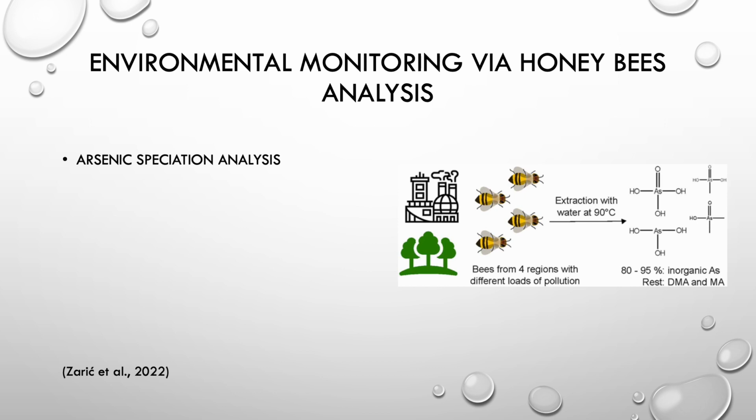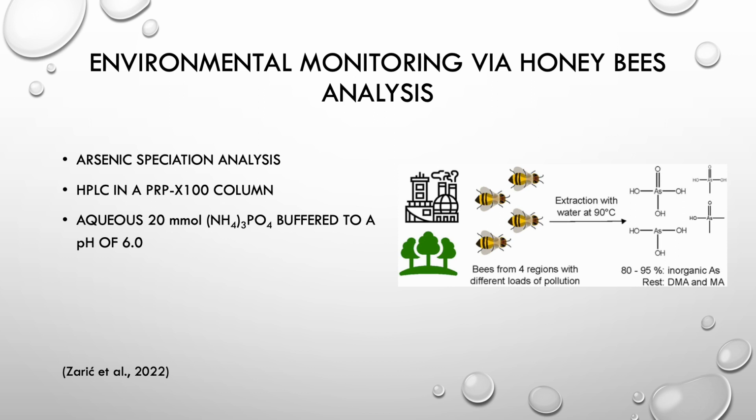So for the arsenic speciation analysis, in order to run the speciation analysis, the species have to be separated. This was done in a high performance liquid chromatography column, a PRP-X100 column. And so the mobile phase was an aqueous 20 millimolar ammonium phosphate solution that was buffered to a pH of 6.